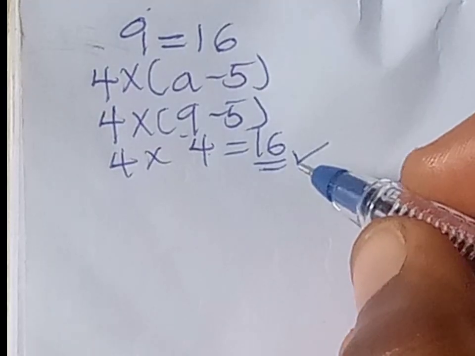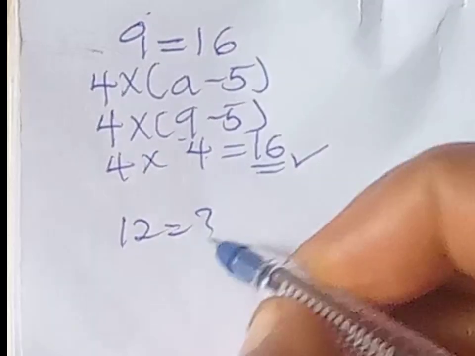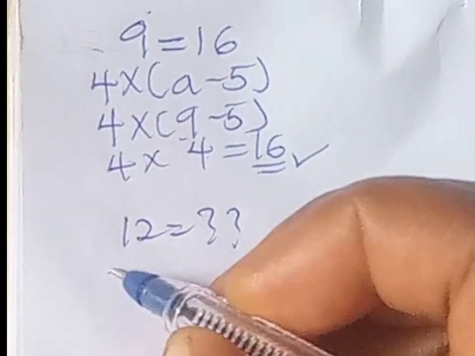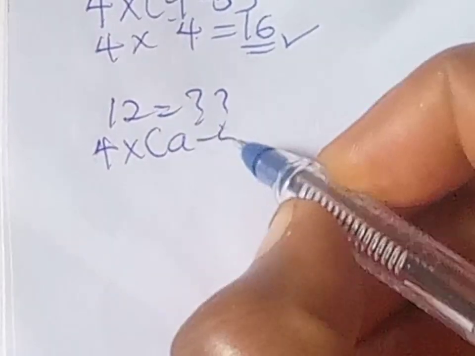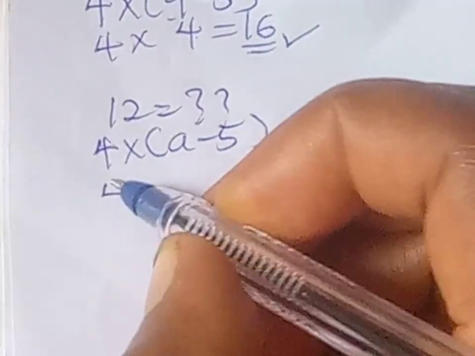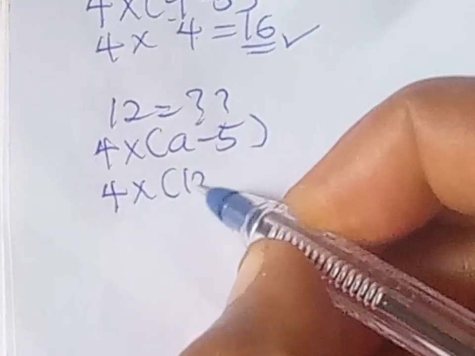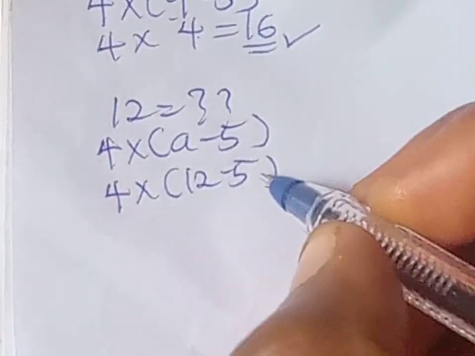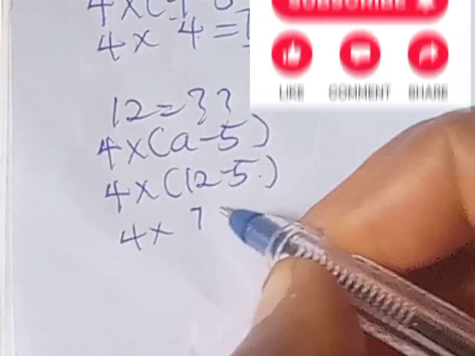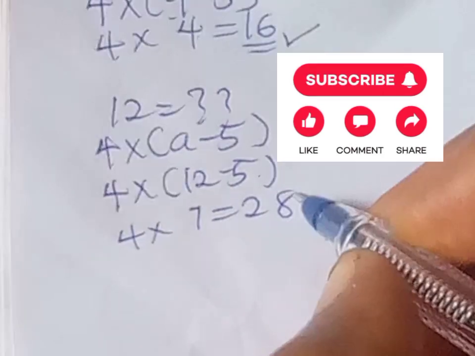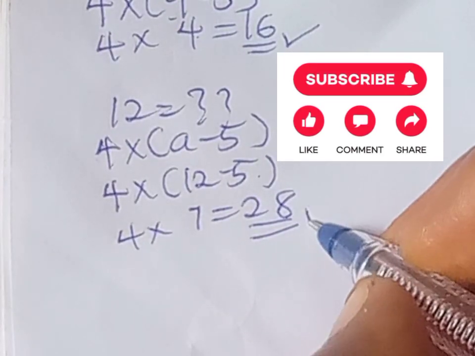Let's solve the question before us, which says 12 equals what? So we have our formula again, 4 multiplied by a minus 5. So we have that 4 multiplied by 12 minus 5. 12 minus 5 will give us 7. So 4 multiplied by 7 will give us 28, which is correct.